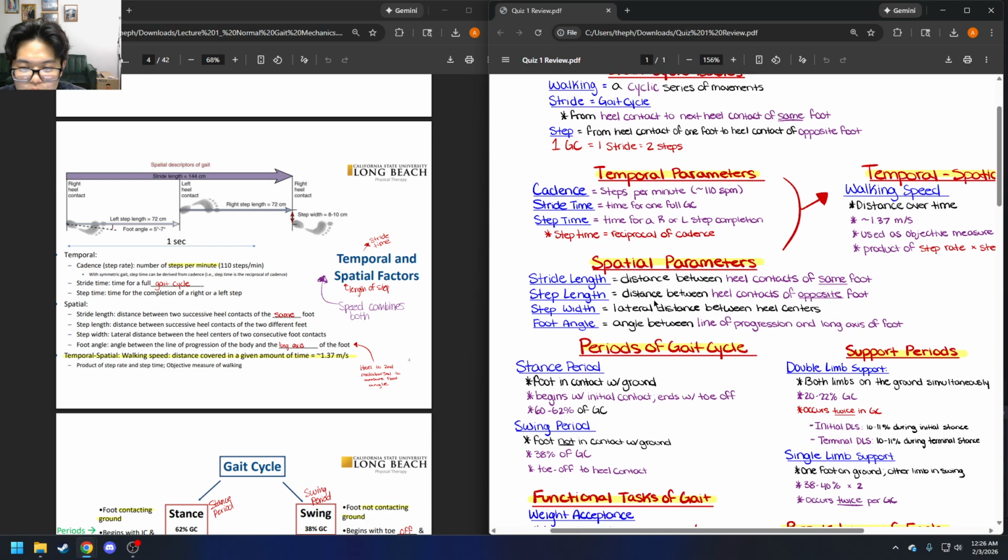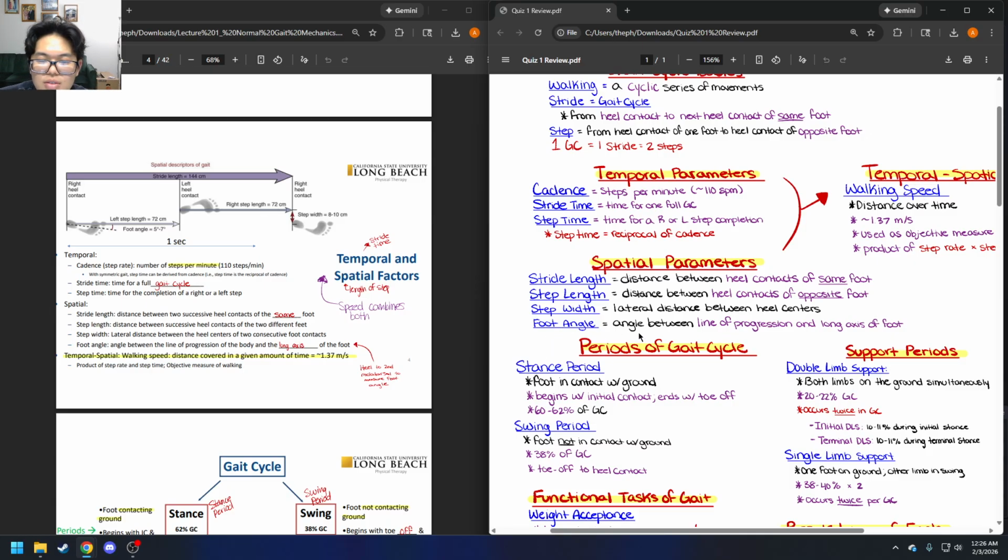Now, going to spatial parameters, we talk about stride length, which is just basically the distance between the heel contacts of the same foot. You have your step length, which is the distance between heel contacts of the opposite foot, because step and stride, kind of get the gist of it. We have step width, which is the lateral distance between heel centers. So if this is my foot and this is my foot, it is going to be the distance between the middle of my heel and the middle of my other heel. And that's basically your step width.